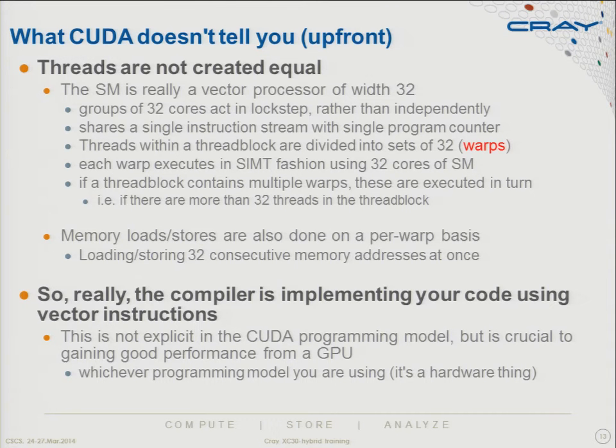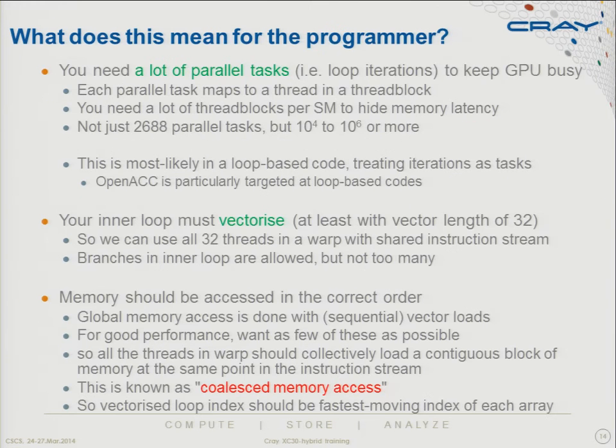It doesn't matter what programming model you're doing. But basically what it comes down to is you want to vectorize your inner loops. And your inner loops should be the ones that are moving over the fastest array index. So what does this mean? You need a lot of parallel tasks, a lot of loop iterations for the GPU. Because each parallel task is basically going to map to a thread in a thread block. And you need loads and loads of threads to hide memory latency.